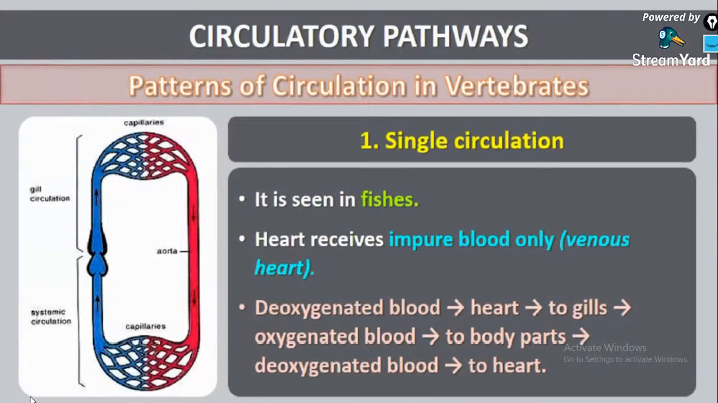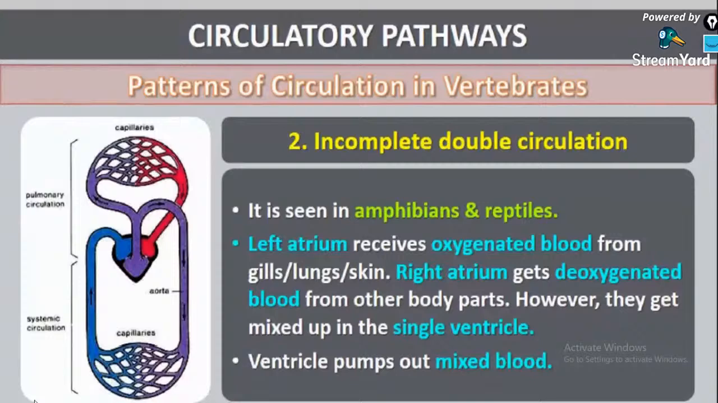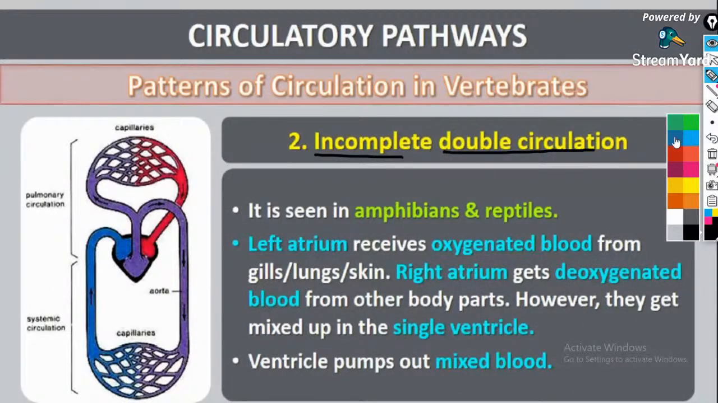Next, incomplete double circulation. Incomplete double circulation is seen in amphibians and reptiles. Amphibians and reptiles, you will see incomplete double circulation.